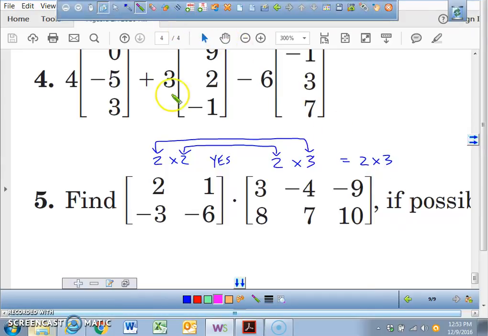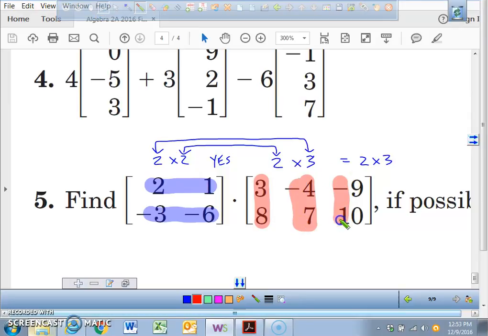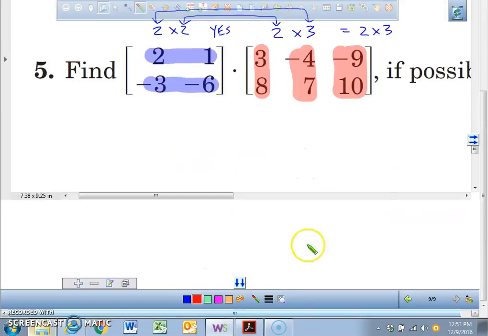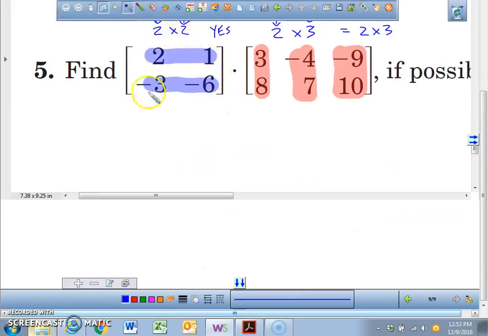So we're going to set this up. You're going to notice that I'm going to highlight the numbers in the rows in blue. I'm going to highlight the numbers in the columns in red. Now I'm going to set things up. Here we go. I'm going to start with the 2. I'm going to multiply that 2 times the 3. First number times the first number. Plus the second number times the second number in the column. So the second number in the row times the second number in the column.